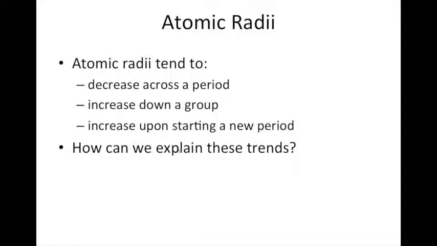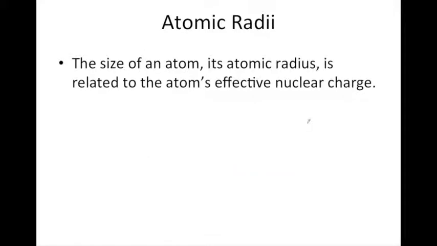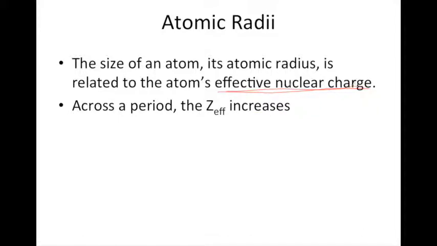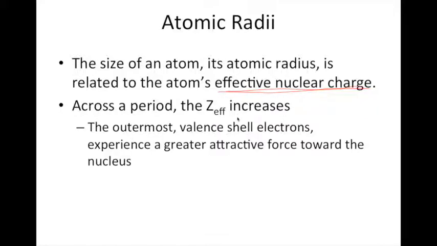So how do we explain these three periodic trends? Let's take a moment and do that. So first of all, the size of an atom, or its atomic radius, is related to the atom's effective nuclear charge. So be sure you have a real good understanding of what effective nuclear charge is. As we move across a period, if you recall, the effective nuclear charge for the atoms increases. Well, the outermost or valence shell electrons therefore experience a greater attractive force towards the nucleus.